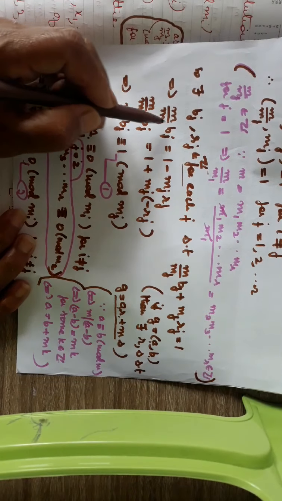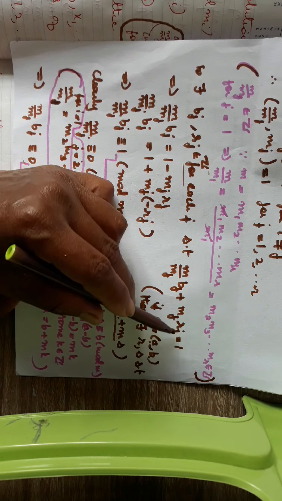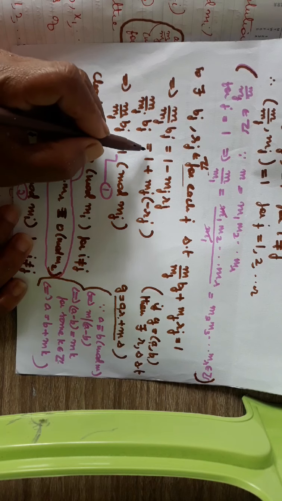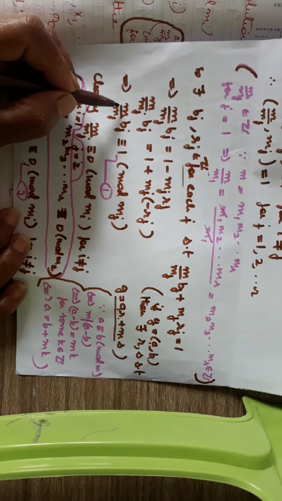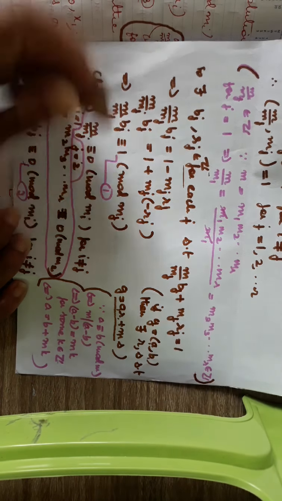So this implies that m by mj into bj is equal, you bring this minus mj rj to the right hand side, so it will become 1 minus mj rj, or you can write this as 1 plus mj into minus rj. So this implies that m by mj into bj will be congruent to 1 modulo mj.